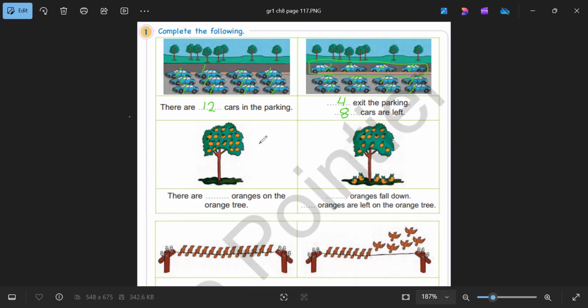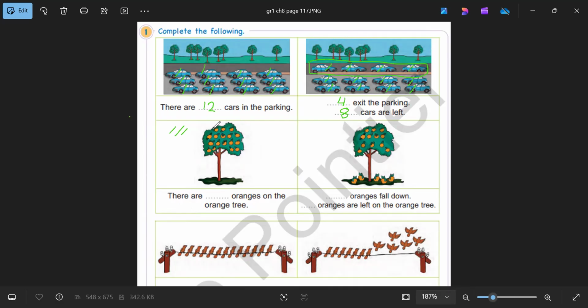Excellent. A tree full of oranges, or an orange tree. So let's read down. There are oranges on the orange tree. How many oranges are there? And of course, do not forget, whenever you count, use slashes in order not to get confused, okay? To give the exact number.